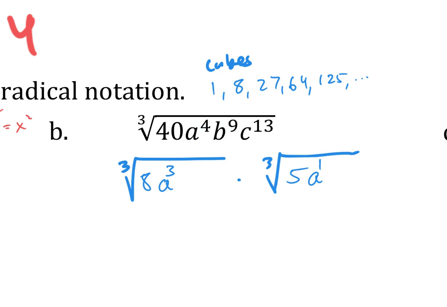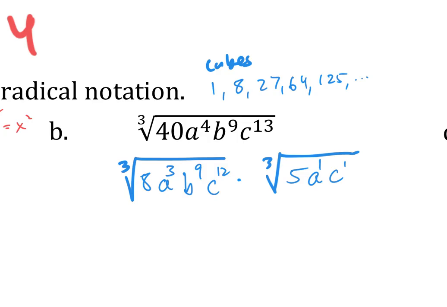Is 9 divisible by 3? Yes, it is. So b to the ninth is what we need. And that's all of our b's. We have 13 c's. Is 13 divisible by 3? No, it is not. But the closest number to 13 that is divisible by 3 is 12. And c to the first.